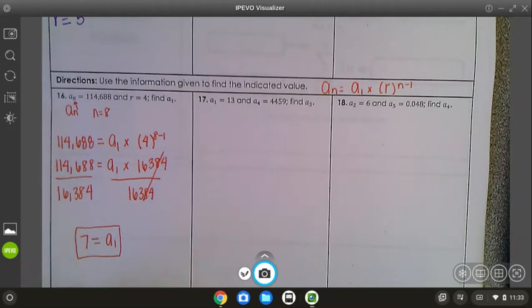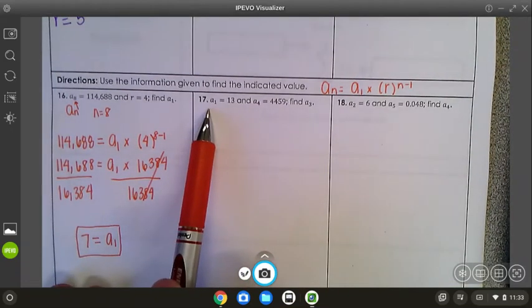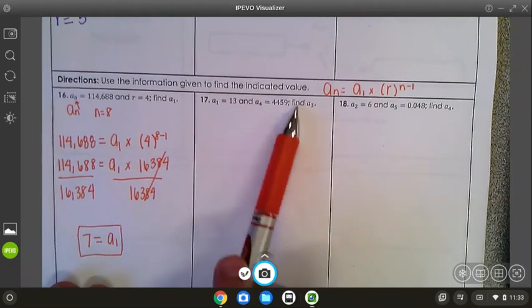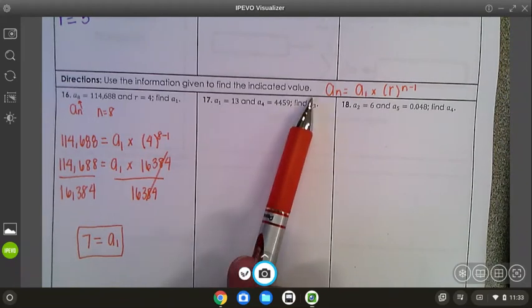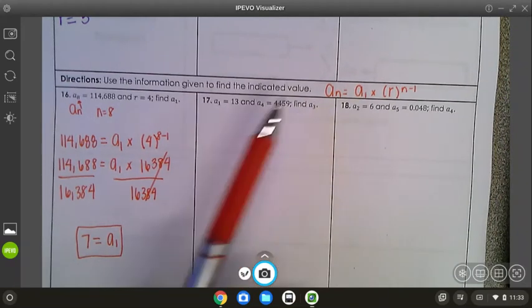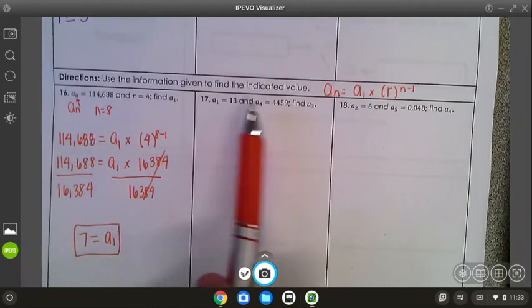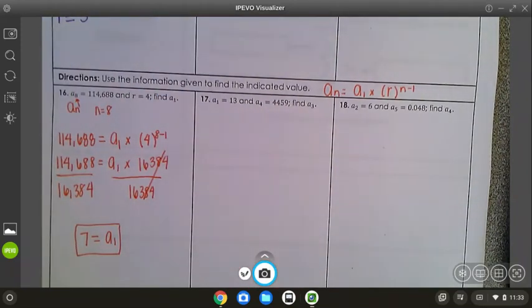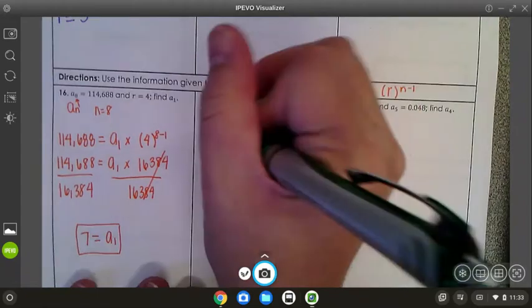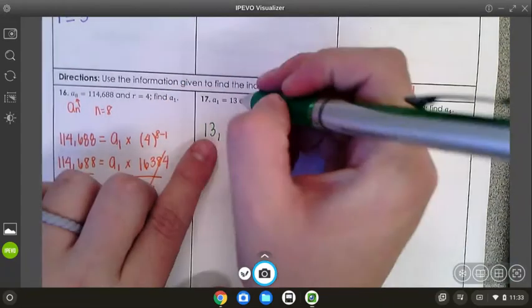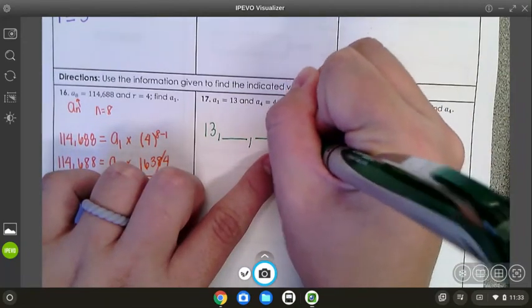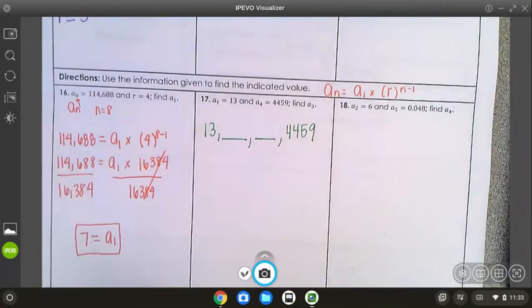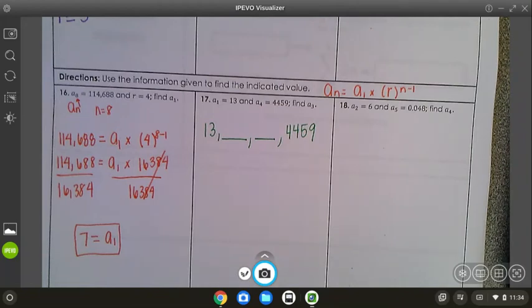All right, so here we have A1, we have a random term, and we're finding A3. You see all of these numbers are really close together. You could just set it up like number 13, because that's my A1. I don't know 2, don't know 3, but I know that A4 is 4,459. You could do it that way. I think that's the easiest way to do it.